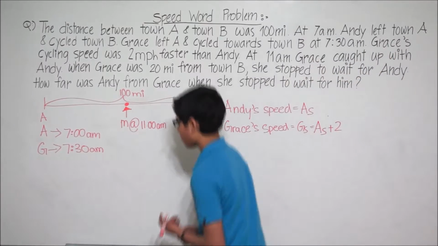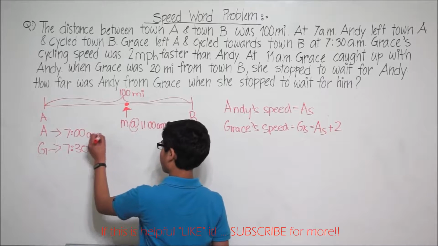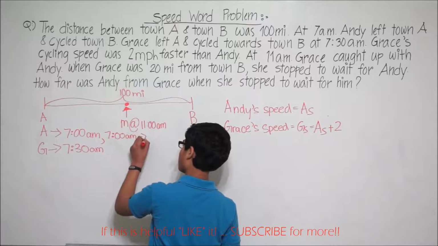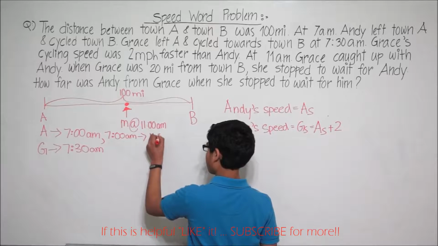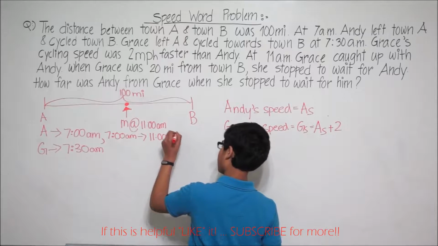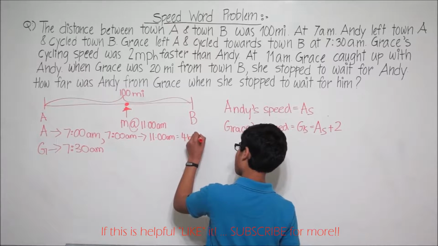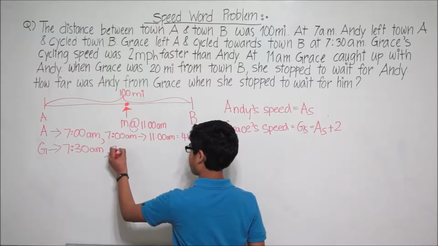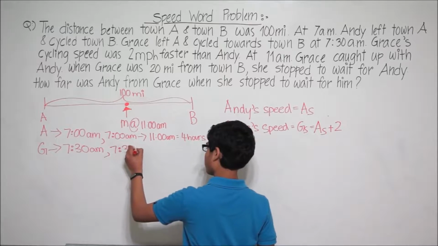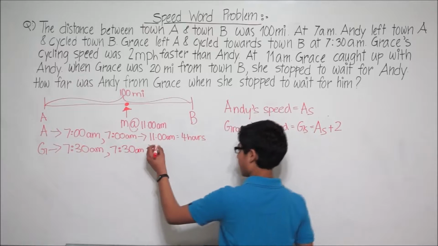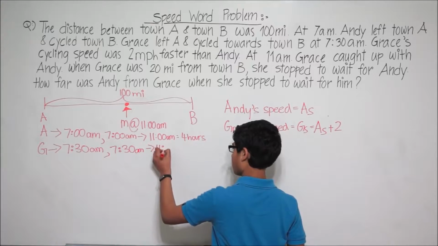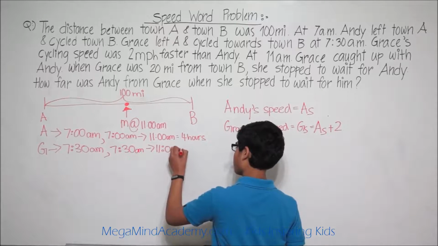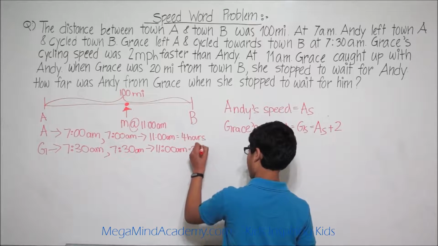So we know that the time that Andy took from 7 a.m. to 11 a.m. is equal to 4 hours. And the time that Grace took to go from 7:30 a.m. to 11 o'clock a.m. is equal to 3.5 hours.